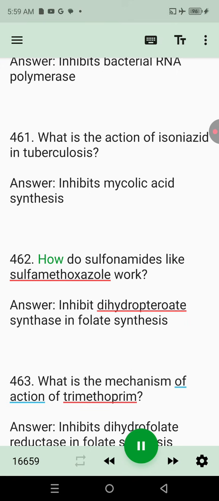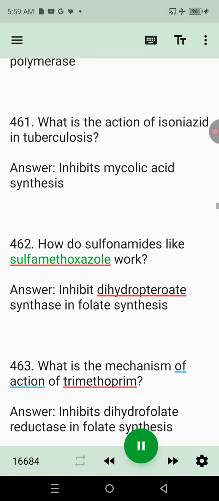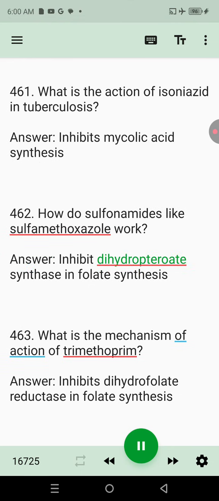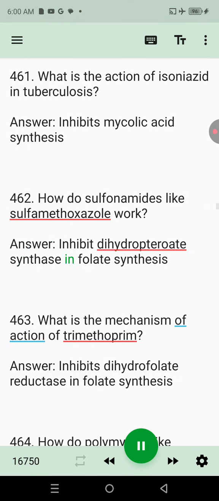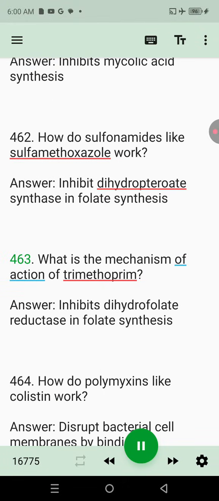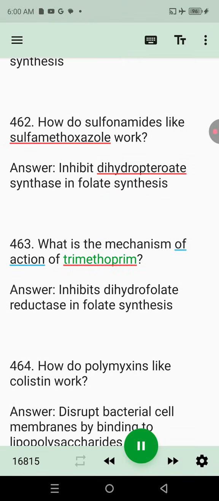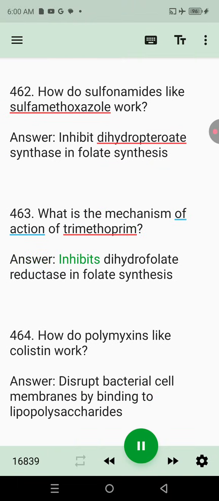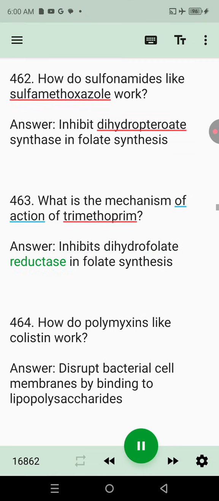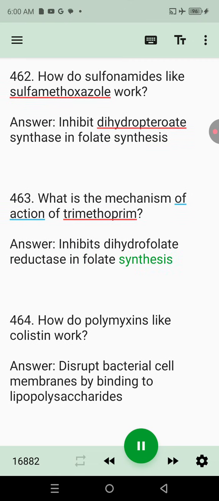462. How do sulfonamides like sulfamethoxazole work? Answer: Inhibit dihydropteroate synthase in folate synthesis. 463. What is the mechanism of action of trimethoprim? Answer: Inhibits dihydrofolate reductase in folate synthesis.